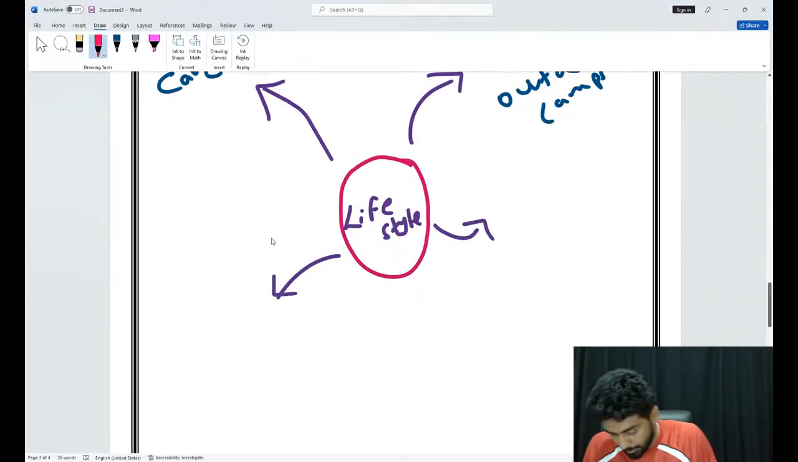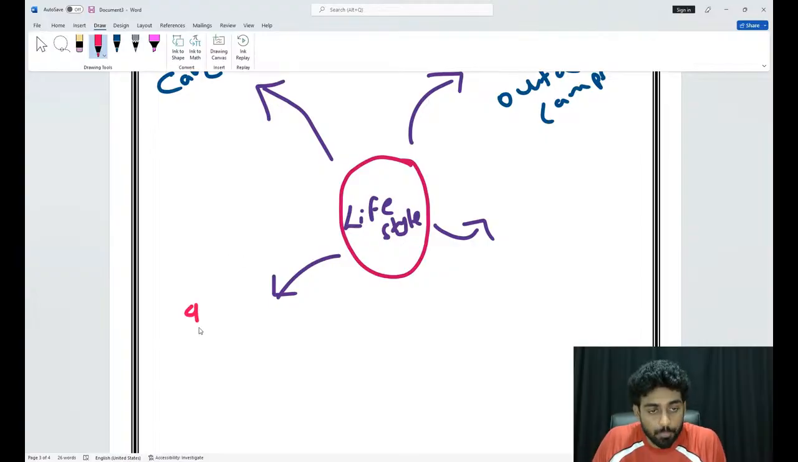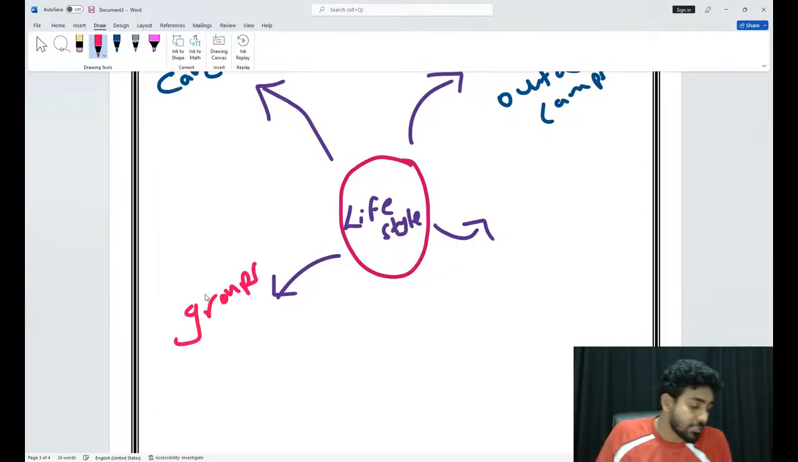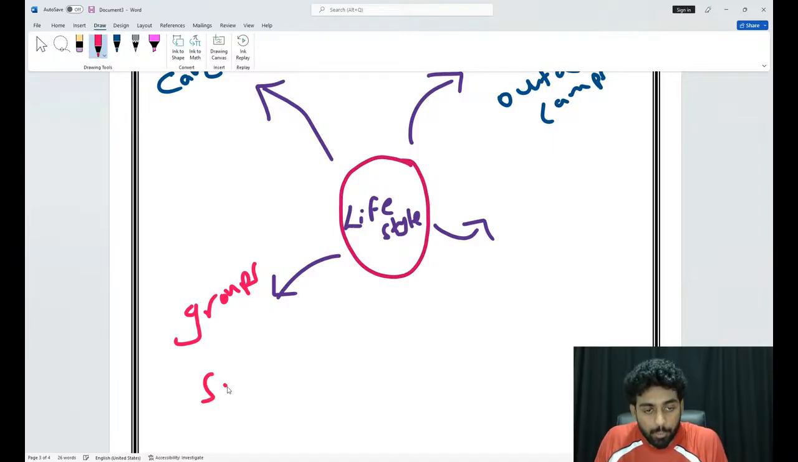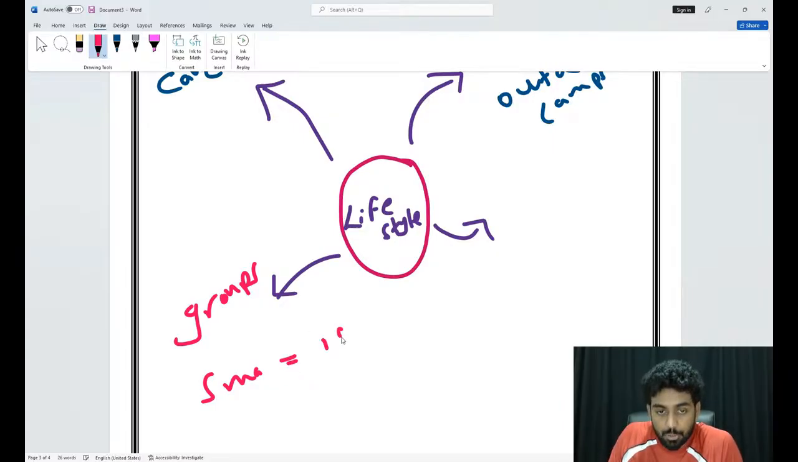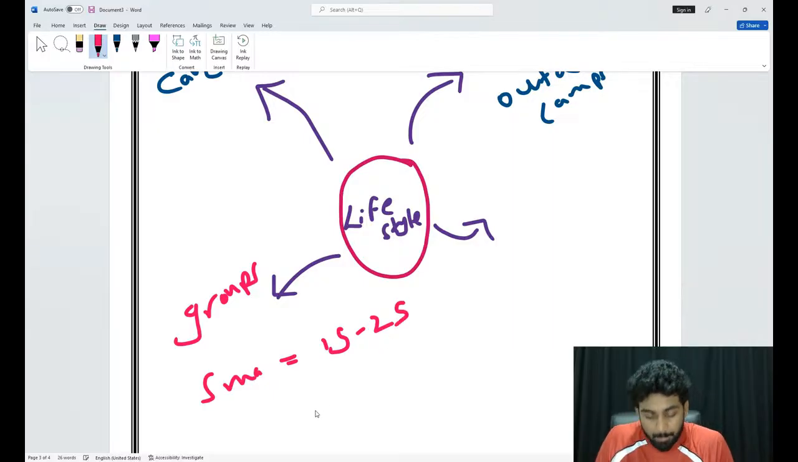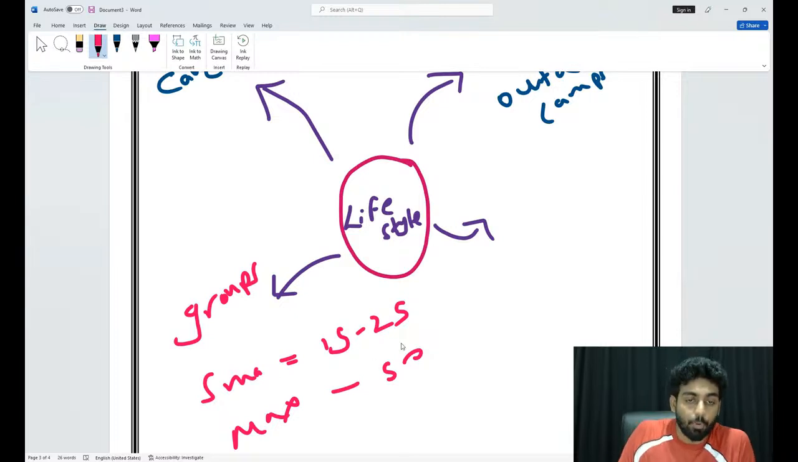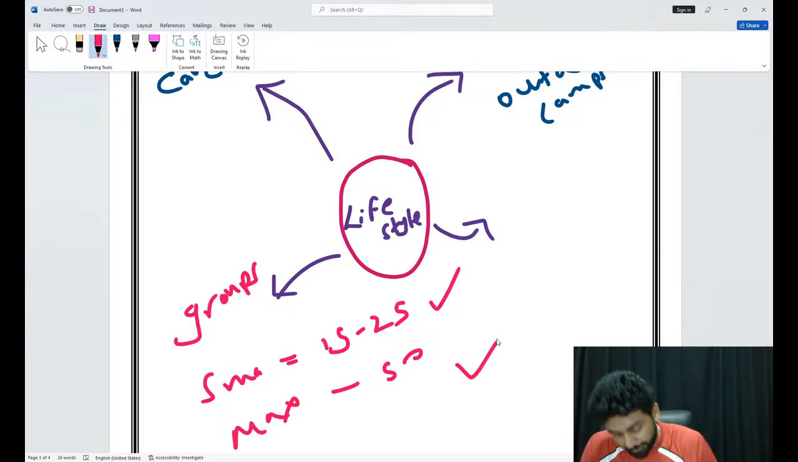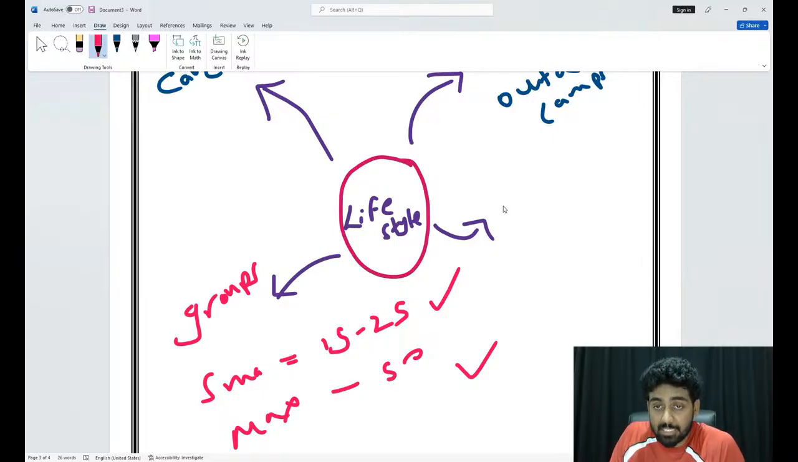And when discussing the lifestyle, they lived as groups. Prehistoric man lived in small groups. Usually a small group consisted of 15 to 25 members, and the maximum was 50. Their main livelihood, as we discussed, was roaming and hunting.